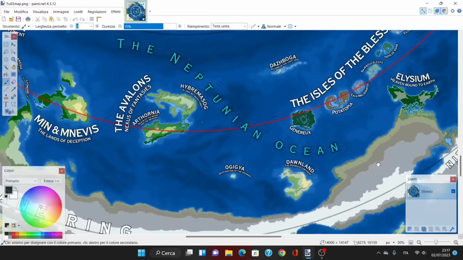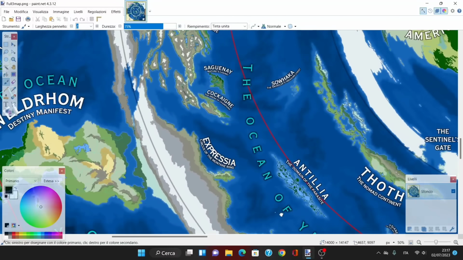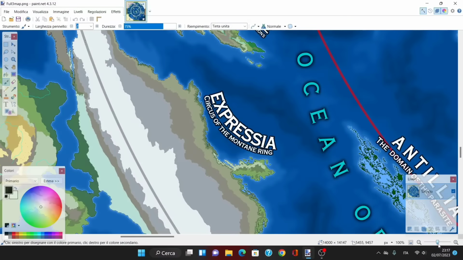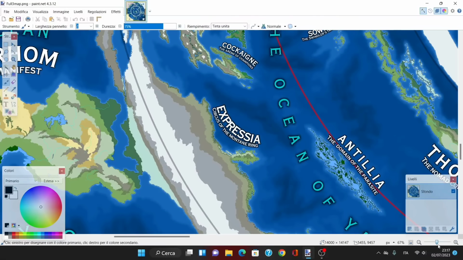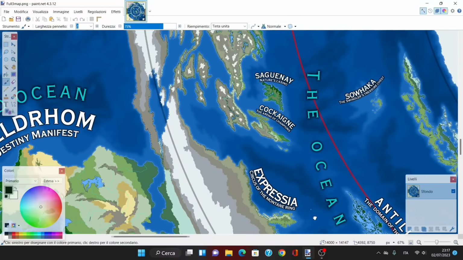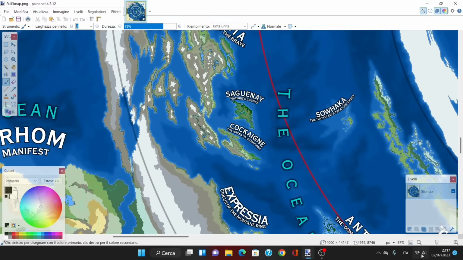Like it feels like I should pronounce it like mountain ring, but it doesn't really feel right, does it? Also, we have other places here, like, we didn't mention the Expressia continent, Circus of the Mountain Ring. So Montane, yeah, I suppose Montane. I'm going to pronounce it Montane, kind of like mountain, but a bit different.